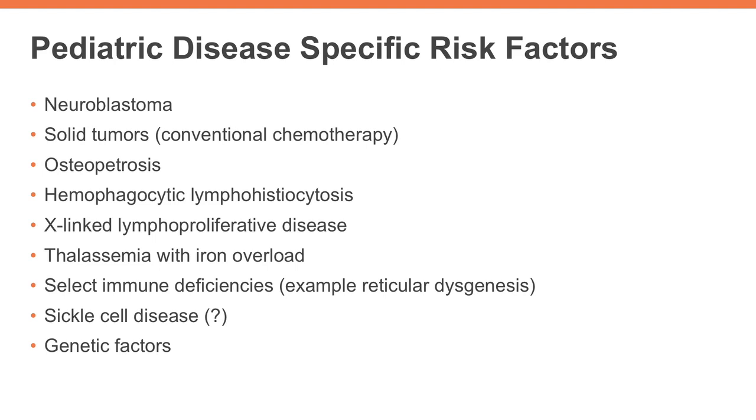And then there are other diseases such as thalassemia and sickle cell disease where we are uncertain of that risk of VOD, though as these are often diseases that experience endothelial injury, it is likely that those patients have different risk from other patients of VOD. And we are still learning about genetic factors that may predispose children to VOD, and this is an area of intense medical research.